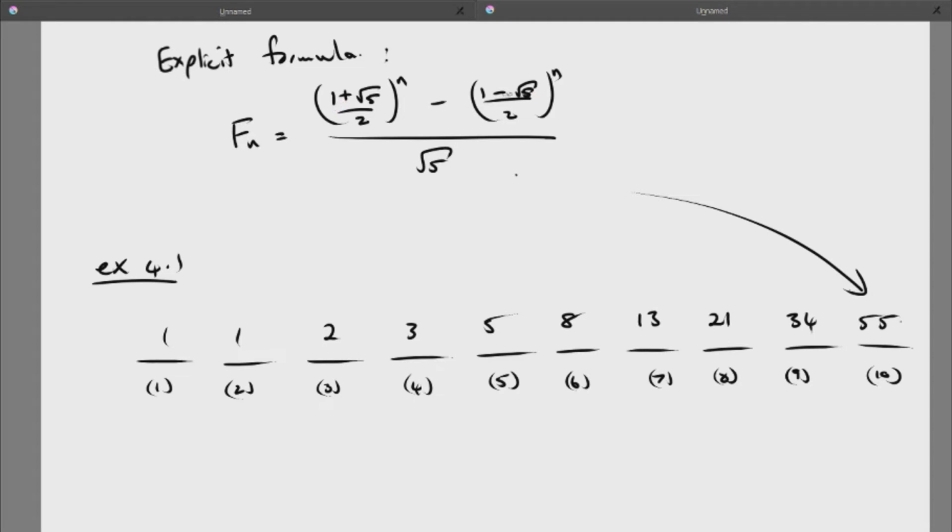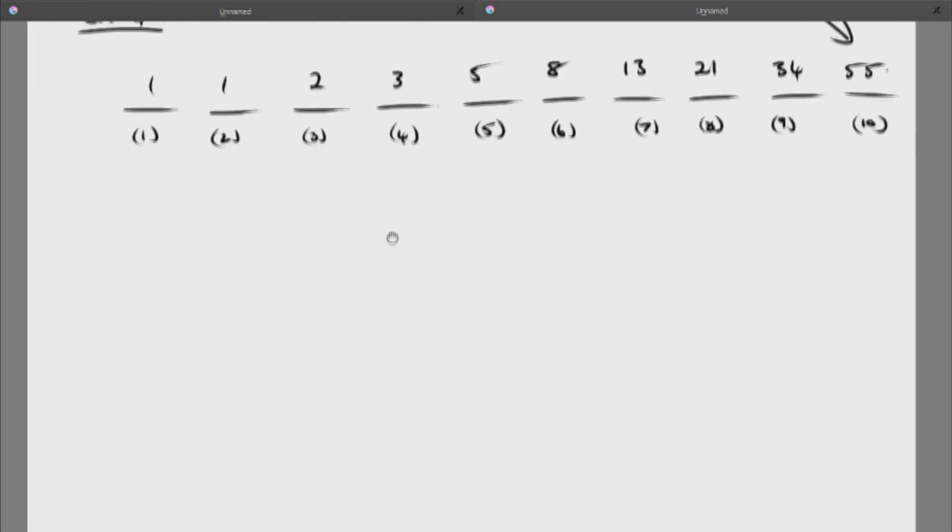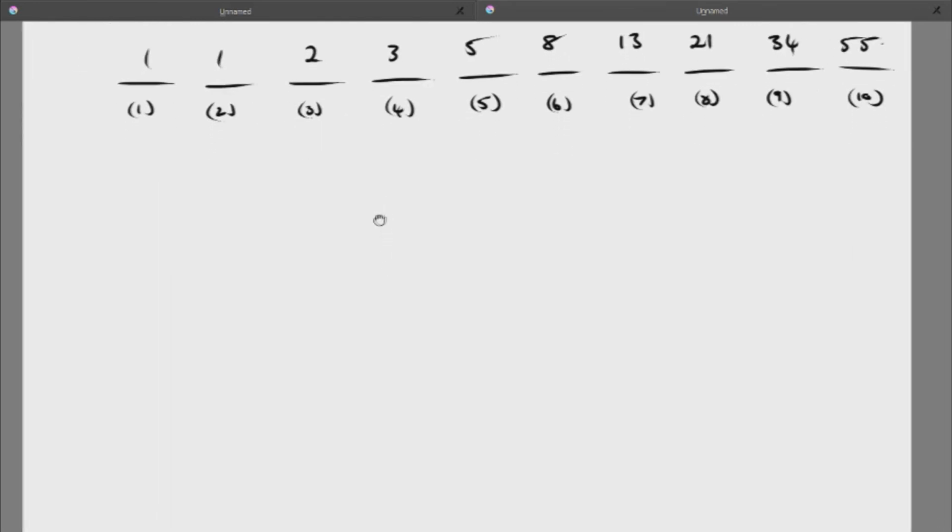And there's a lot of symmetry there as well, right? 1 plus root 5 over 2, 1 minus root 5 over 2. And then the root 5 is at the bottom. So it's not that hard to remember. Everything I'm saying today is testable.